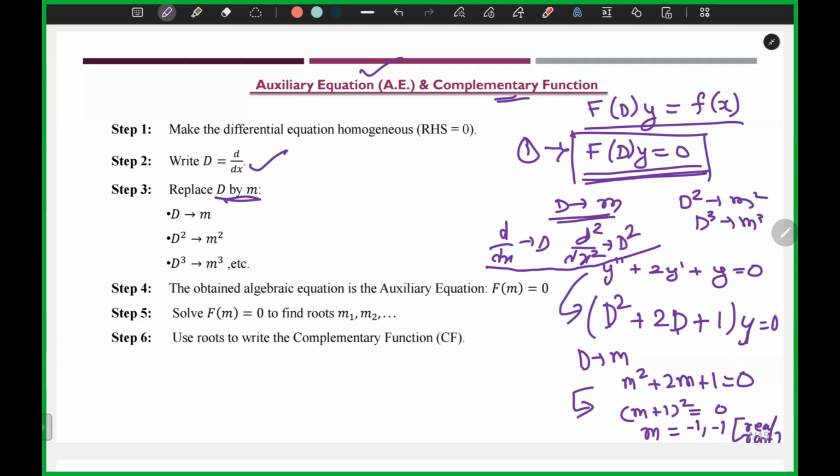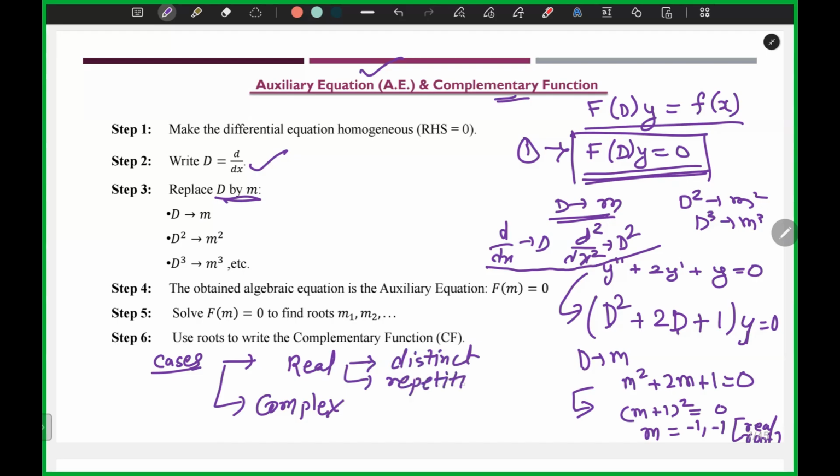This is the general way. We will discuss the cases; the total possibilities are like this: there can be real roots and complex roots. Then there are distinct real roots or repetitive ones. The same goes with complex roots: distinct and repetitive.